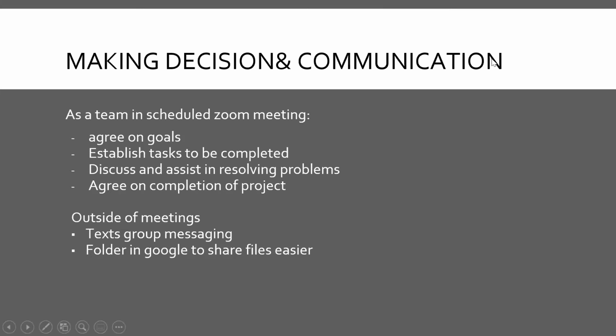So for making decisions and communicating, we scheduled continuous Zoom meetings. We met at least 2 or 3 times a week on Zoom, and in these meetings we were able to agree on goals and create a Gantt chart, establish tasks to be completed by each group member and tasks to complete together. We also discussed and assisted in resolving problems whenever they arose.